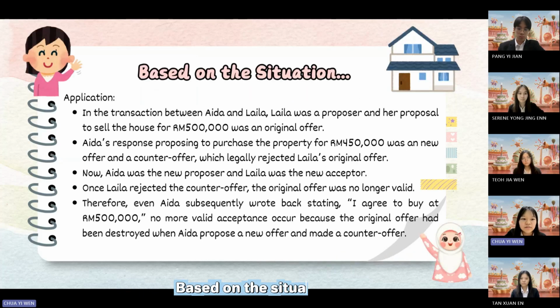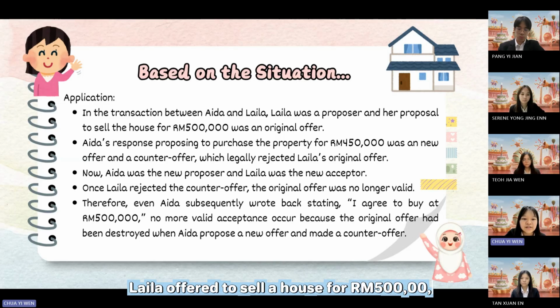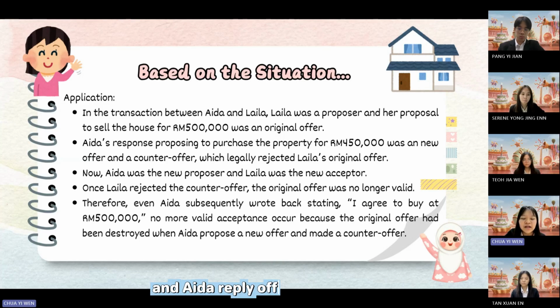Based on the situation above, Aida planned to buy a house in Seremban from Laila, a property agent. Laila offered to sell the house for 500,000 ringgit, and Aida replied offering 450,000 ringgit. Later, Laila rejected the counter offer. A few days later, Aida changed her mind and wrote back that she agrees to buy at 500,000 ringgit. Laila refused to sell, saying the offer was no longer valid.